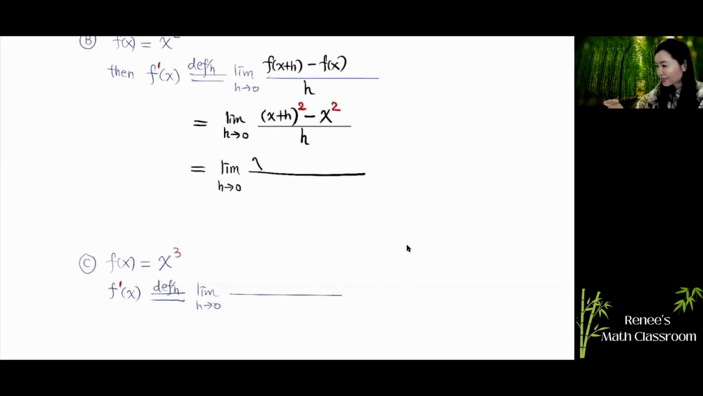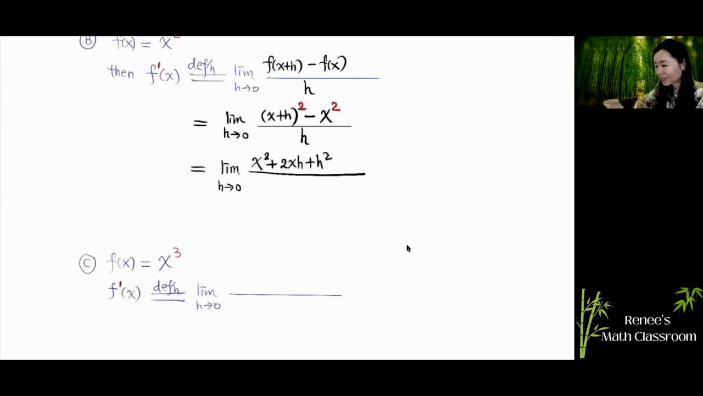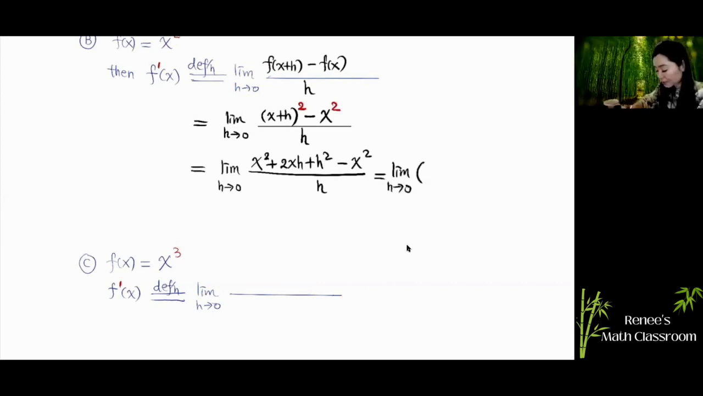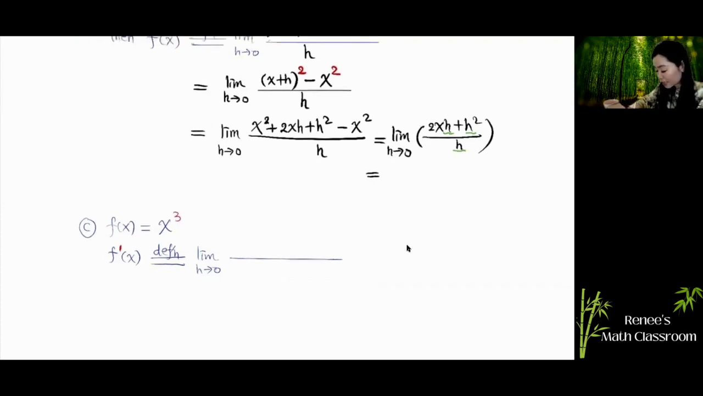So that will be, everyone tell me, x squared plus what? 2xh plus h squared. Good job. Okay, thank you. And then minus x squared and then over h. Now when you simplify this, that will become 2xh plus h squared over h. And when we divide out this h, this h is a common factor, so we can divide out up and down. That will get this limit of 2x plus h.